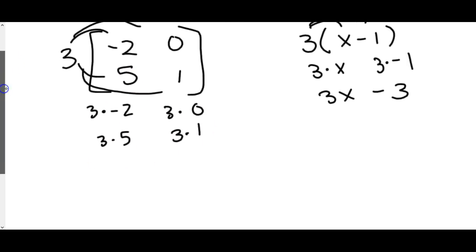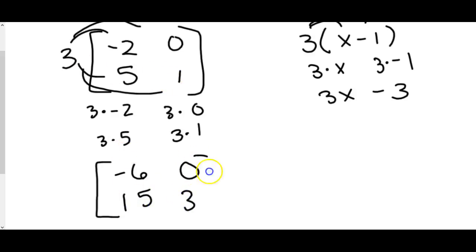We just go straight to the answer, because most of the time we just say, well, 3 times negative 2, I know that's negative 6. 3 times 0, I know that's 0. 3 times 5, I know that's 15. 3 times 1, I know that's 3. So you can just go straight from the first matrix all the way down to the answer. But this is just to show you the thought process we use to get from one to the other.